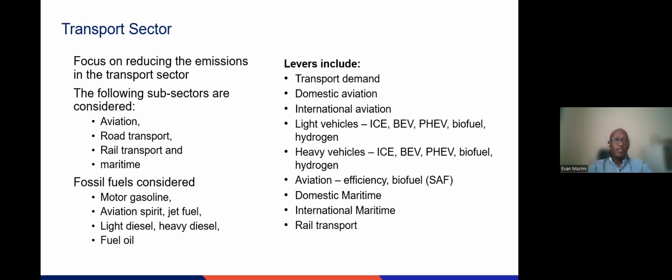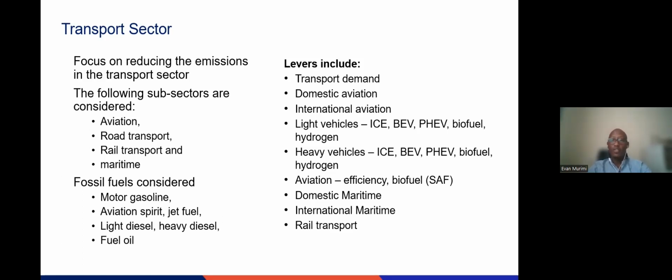So when looking at the levers for this sector, so that we identify how we can reduce emissions, we are looking at the transport demand in the country, the domestic and the international aviation and how they are structured and the demand for fuel in those. Then we look at the light vehicles. In the light vehicles, like the personal vehicles, you'll find we have the internal combustion engines, the ones that we currently have. We have the battery electric vehicles. They are starting to gain traction in the country. Plug-in hybrid vehicles, biofuel used in the vehicles, as well as hydrogen. We have the hydrogen fuel cell vehicles.